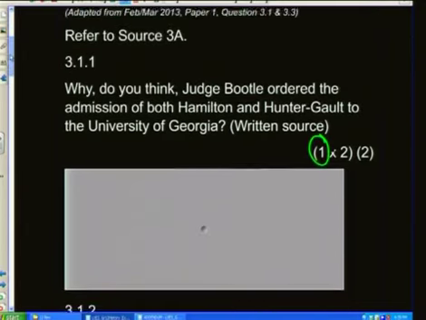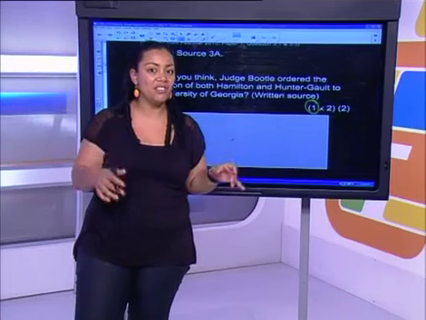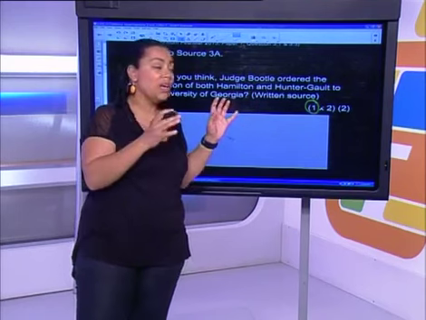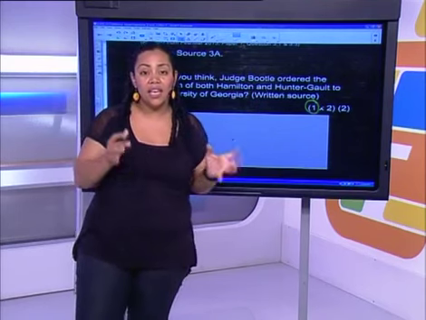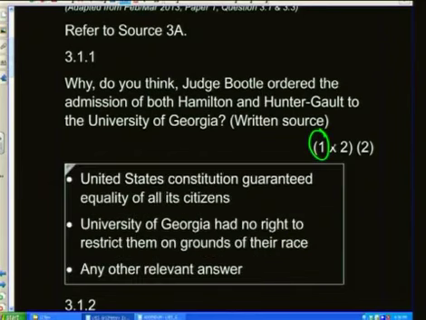The question is, why do you think Judge Bootle ordered the admission of both Hamilton and Hunter Gold into the University of Georgia? Now, just to remind you quickly of what that source actually said, 3A was about the young lady who was admitted into university that was harassed by a fellow white student, and then the second source showed a picture of integration happening relatively smoothly. Okay, so we're just going to quickly look at the answer over there. Remember earlier on I said don't focus on what you don't know, focus on what you do know. So you might not know who Judge Bootle is, but I'm pretty certain that you know that the equality of all American citizens is guaranteed in the United States Constitution, okay?